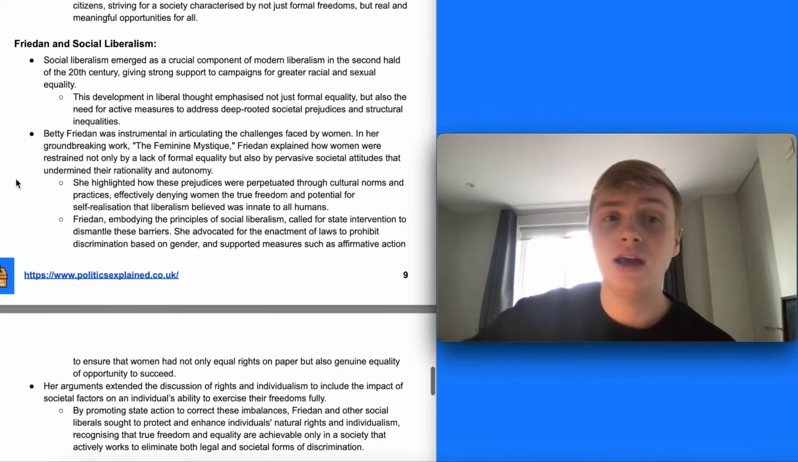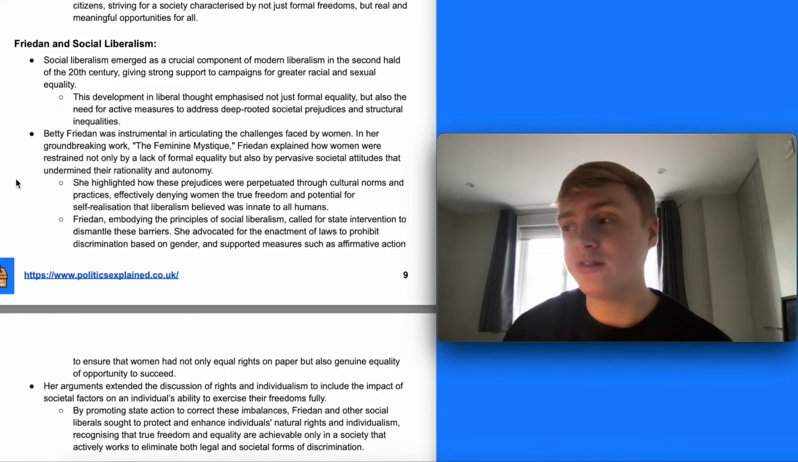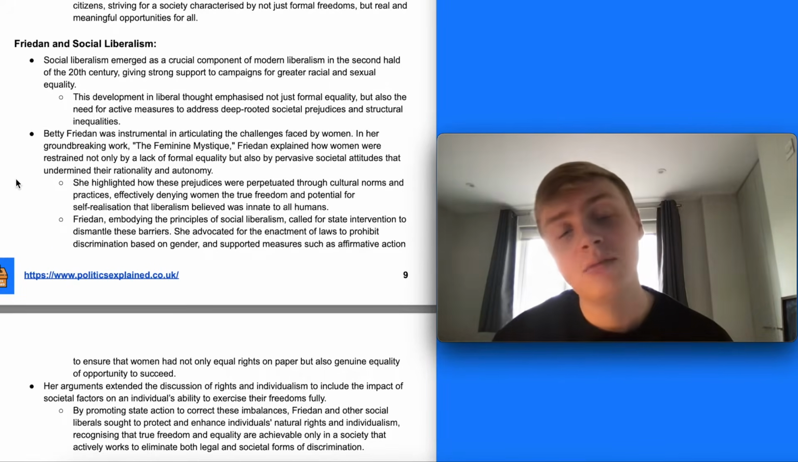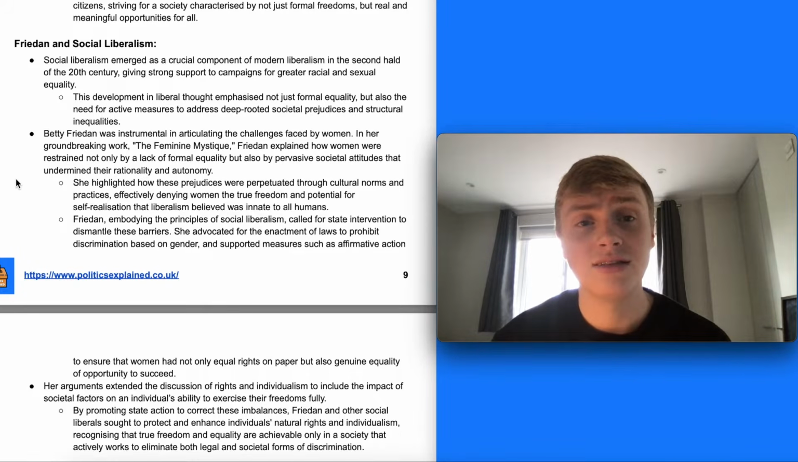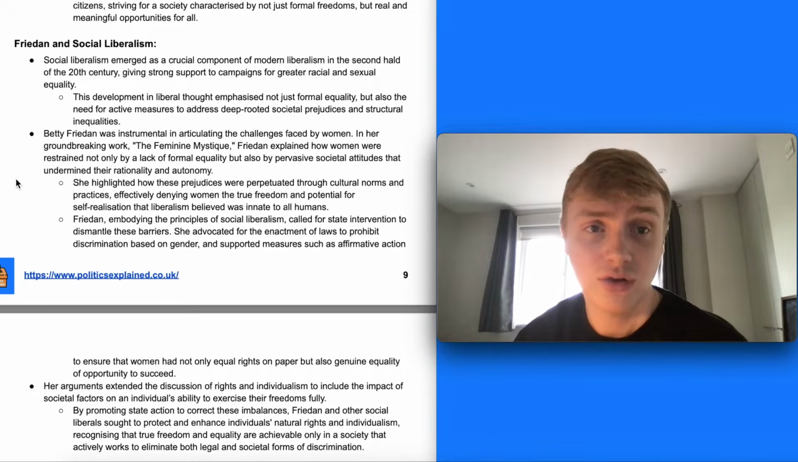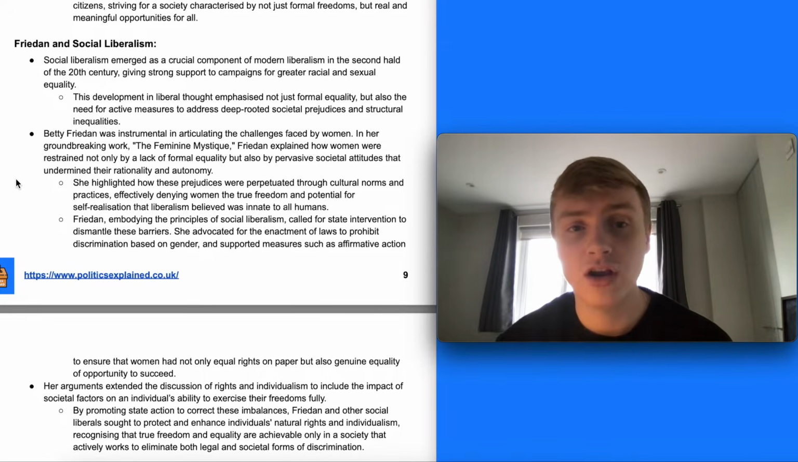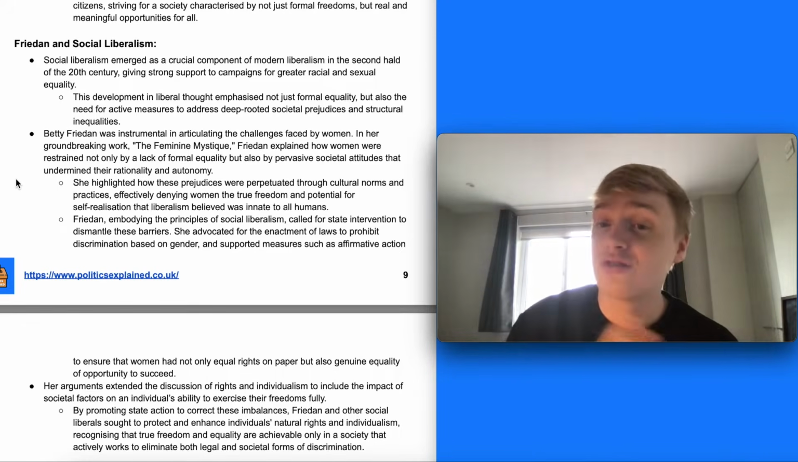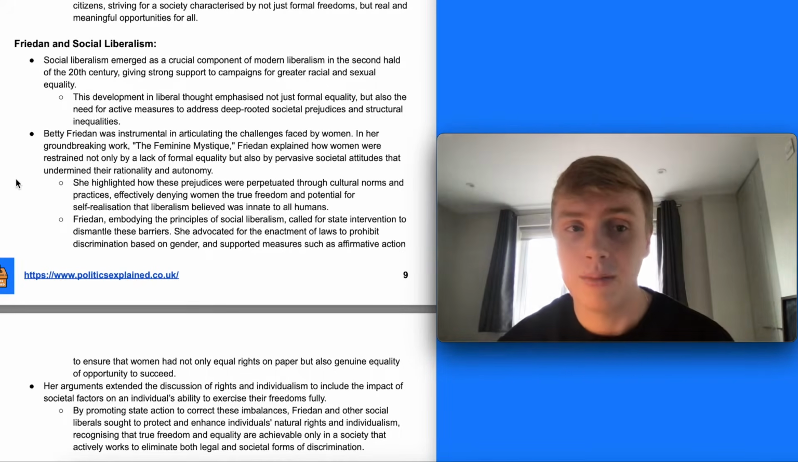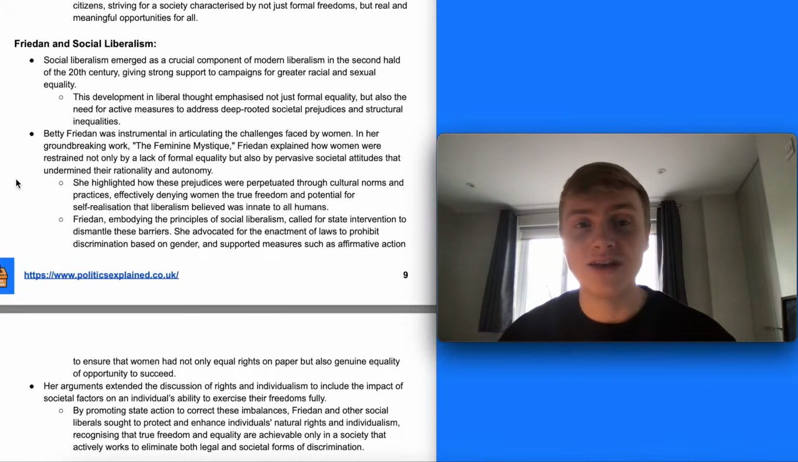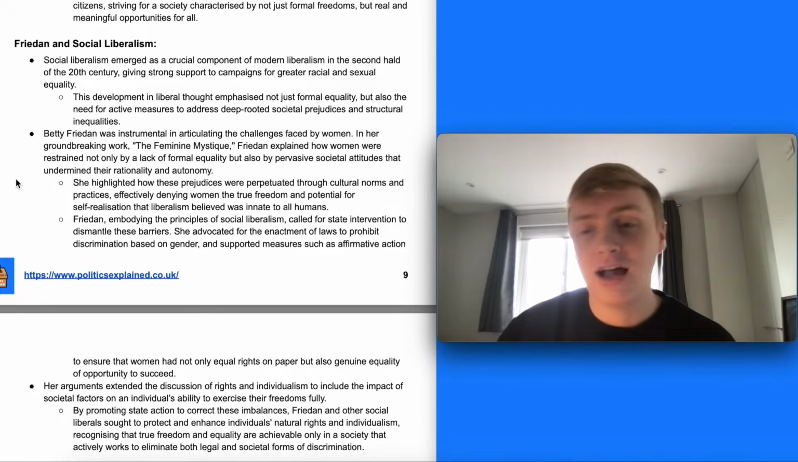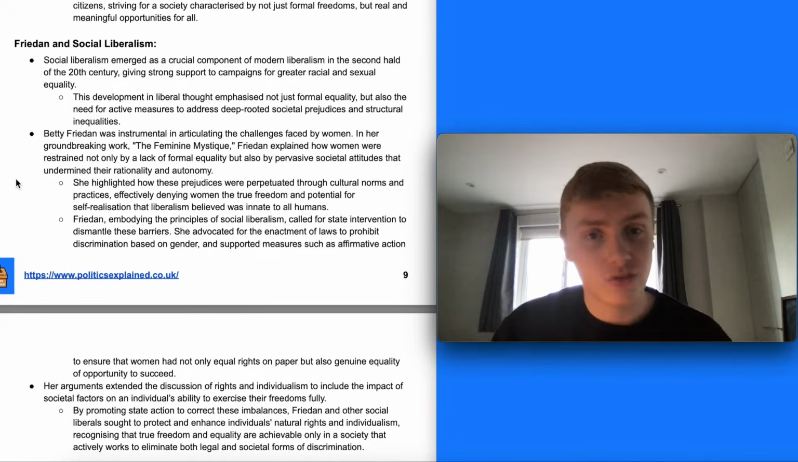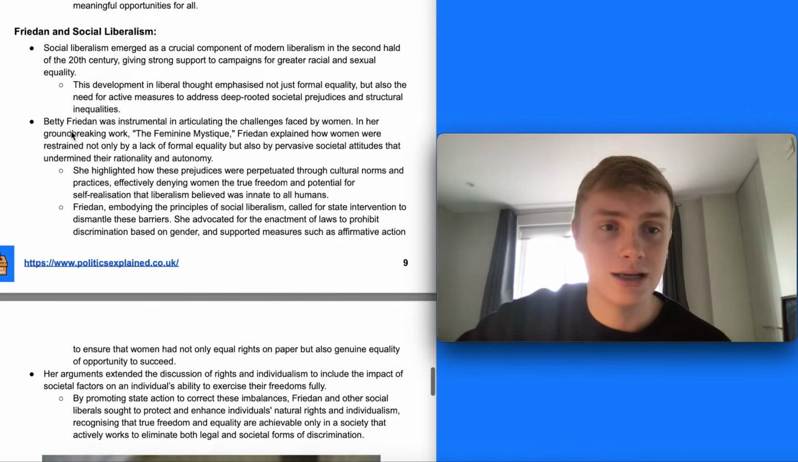Also really important in this period is Betty Friedan, and this is where you see social liberalism as being really important to modern liberalism. It emerged as a crucial component of modern liberalism in the second half of the 20th century, giving strong support to campaigns for greater racial and sexual equality. And this emphasised not just formal equality, which Mary Wollstonecraft, who we can see as a classical liberal, emphasised, but also the need for active measures to address deep-rooted societal prejudices and structural inequalities. So you see a similar support for a greater role of the state in this regard, rather than just economically.